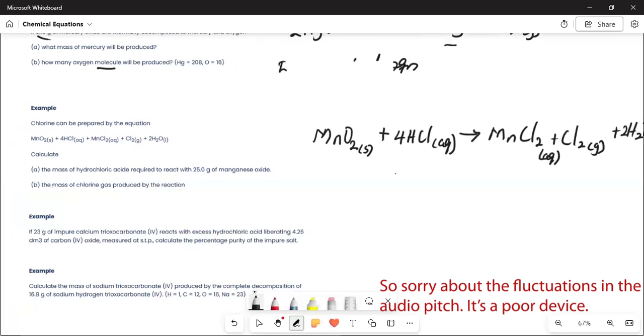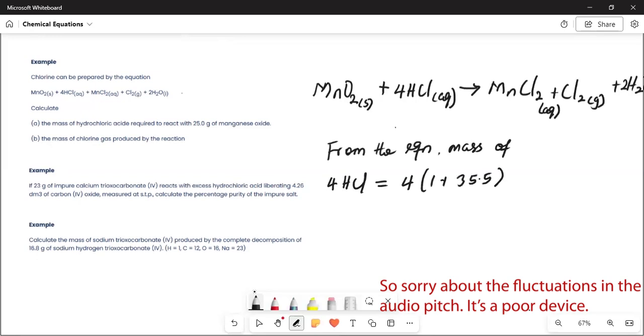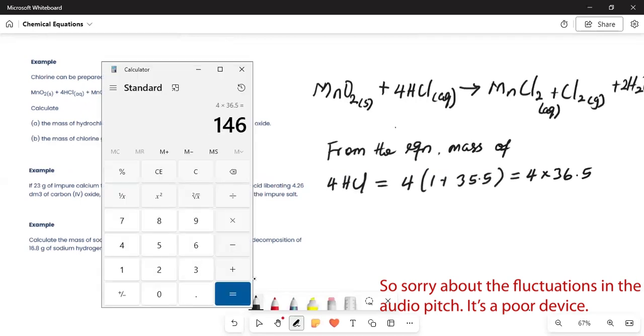We say chlorine can be prepared by this very equation. Calculate the mass of hydrochloric acid required to react with 25 grams of manganese oxide. The mass of hydrochloric acid. First of all, let's get the masses from the balanced equation. So from the equation, mass of 4HCl is equal to 4 times H is 1, then chlorine is 35.5, which is 4 times 36.5. 4 times 36.5 is 146.